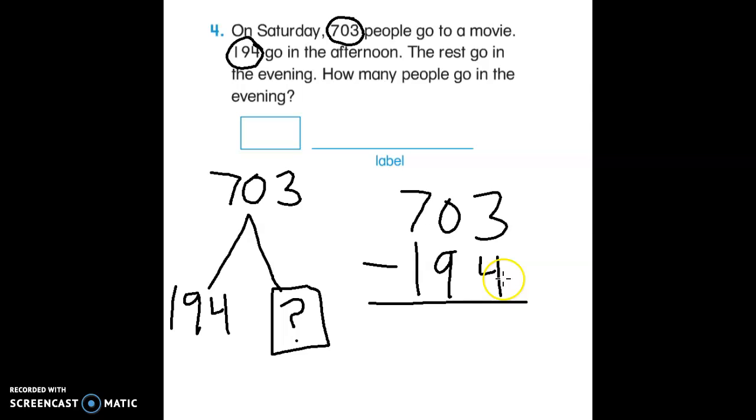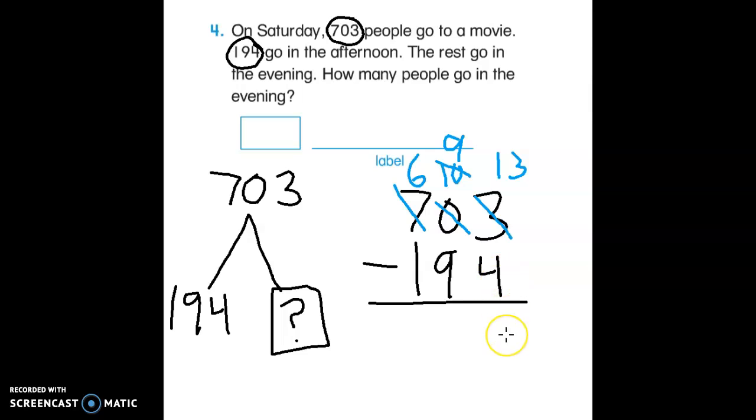3 take away 4. I cannot do it. So I have to borrow. My 0 becomes a, wait a minute, my 0 can't become anything, so I have to borrow again. My 7 becomes a 6, my 0 becomes a 10. But now my 3 can't be a 13 because I haven't borrowed anything, so my 10 becomes a 9, my 3 becomes 13. Now I can subtract.